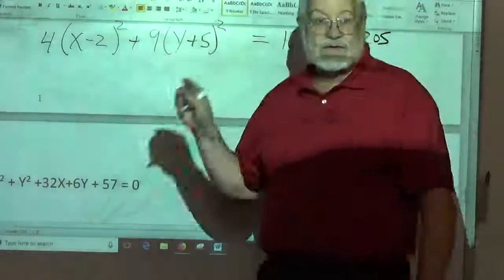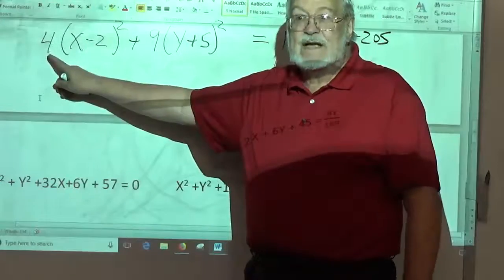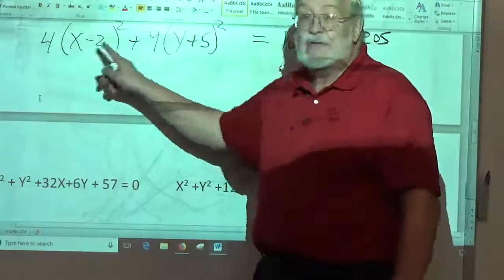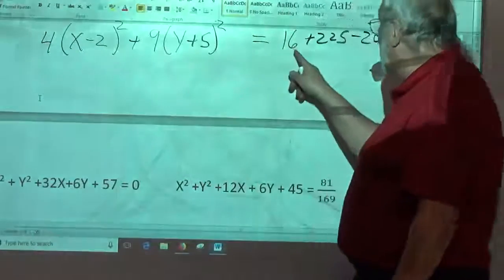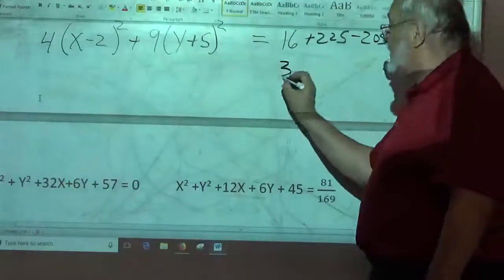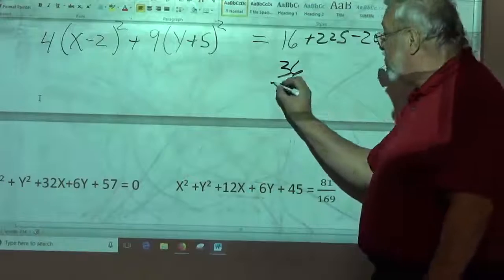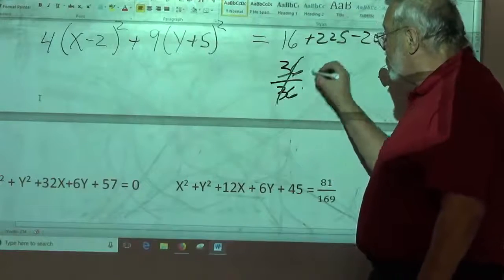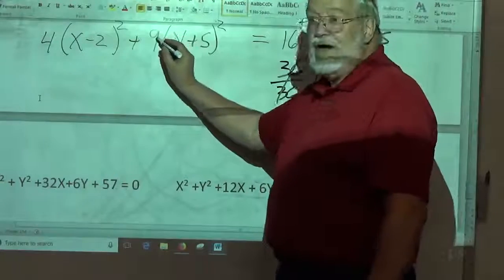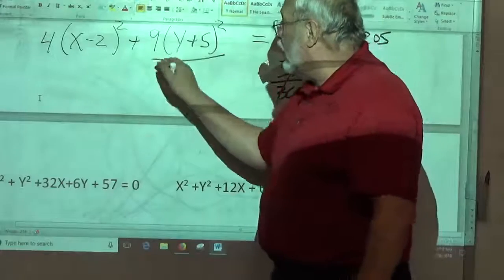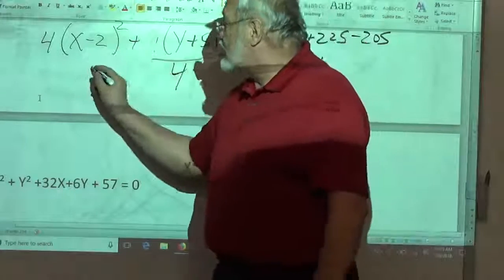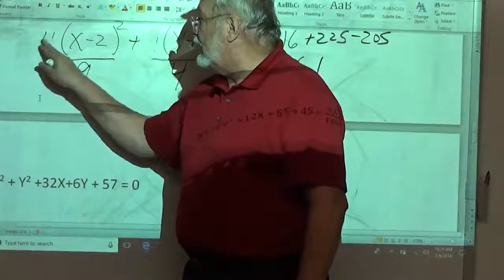Now, I already know what's going to happen. If this comes out to be whole numbers, I'm going to divide by 36. So when you end up subtracting these, you get 36. If I divide by 36, this becomes a 1. When I divide this by 36, I get a 4 on the bottom. Divide this by 36, I get a 9 on the bottom.